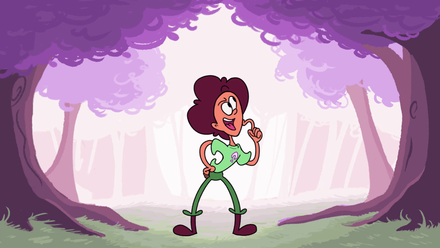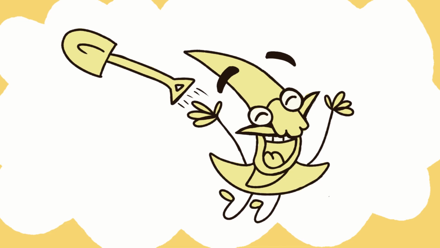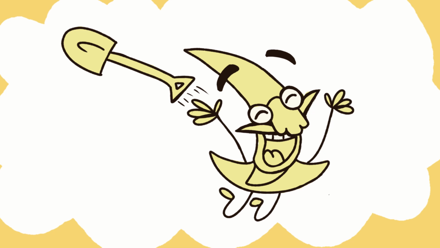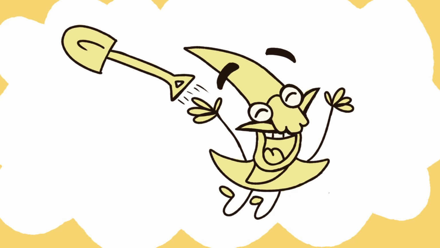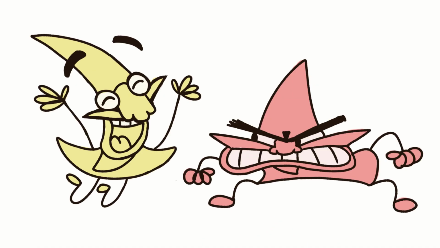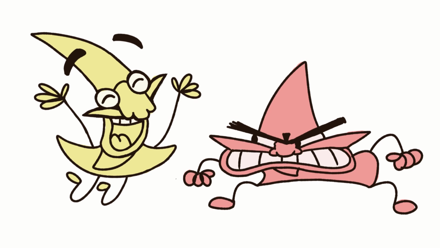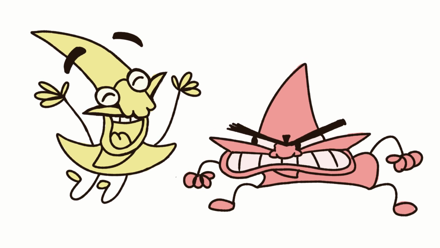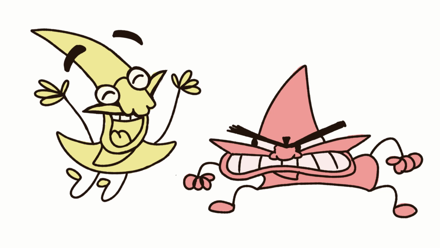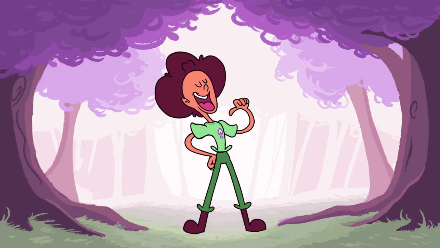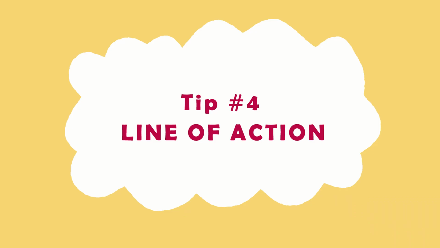But what if he's happy? The gnome will be jumping for joy by throwing a shovel into the air, very loose arms and legs, and an excited expression. As you can see, emotion is super important for characters. It's a great way for your audience to understand who they are and how they act. Anyway, let's move on to tip number 4, line of action.